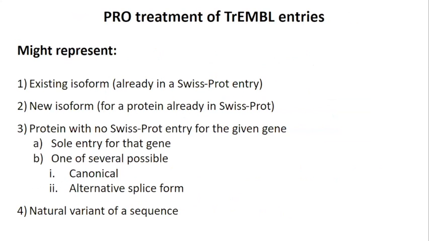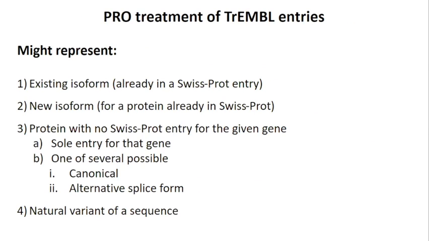So as mentioned earlier, an unreviewed TrEMBL entry might represent an isoform that's already represented in a SwissProt entry, or it could be an isoform not so represented and is therefore destined to be merged in as a new isoform at some point. Or it could represent a protein from a gene that's not already in SwissProt at all, not even an isoform. Or finally, it could be a sequence variant.